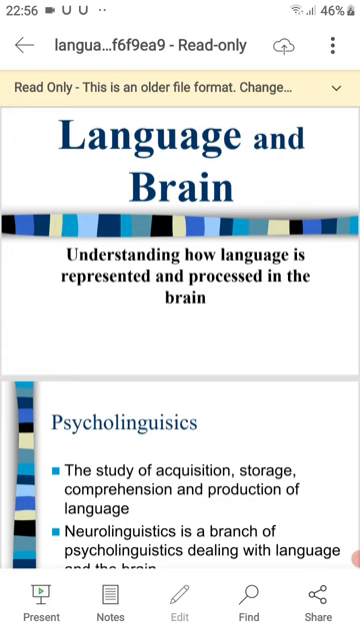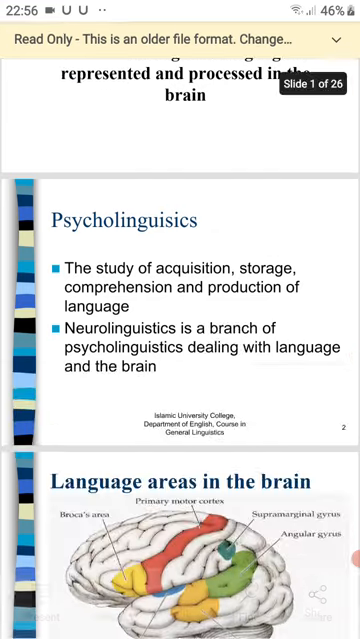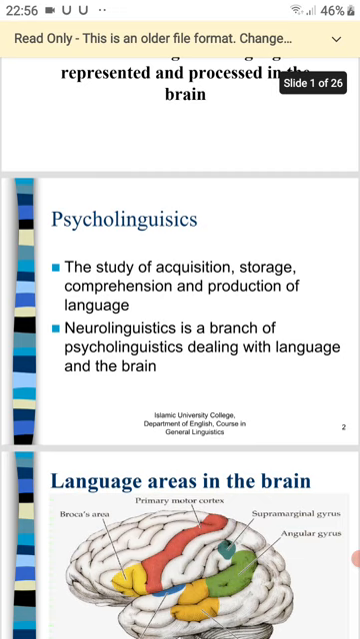So I will start our lecture. In the name of Allah, most merciful. What is language and brain? Language and brain means understanding how language is represented and processed in the brain. Psycholinguistics is the study of the acquisition, comprehension, and production of language. What is its function? Comprehension and production of language.